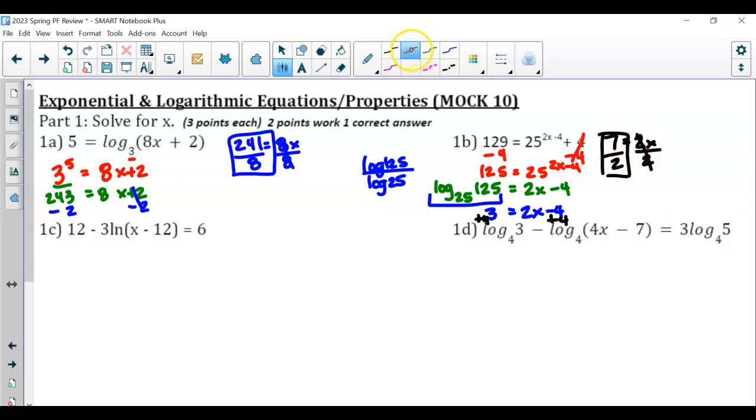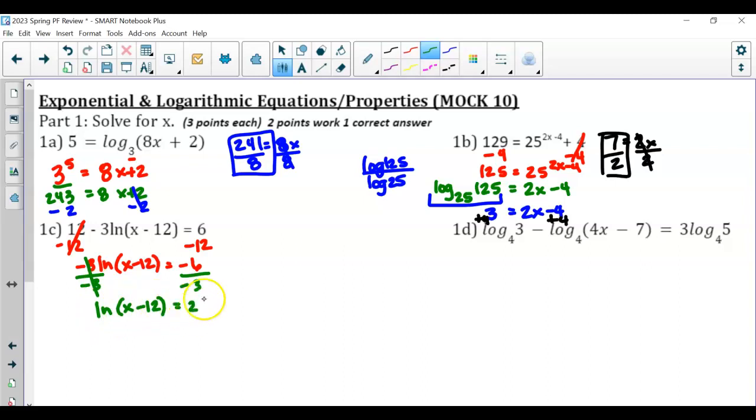So now in 1c, again, you have to get this natural log here by itself. So subtract 12 now from both sides. Here I've got negative 3, bring that sign, times the natural log of x minus 12, which is equal to negative 6. Now we can divide by negative 3, because that's what's being multiplied to the natural log here. So now I've got the natural log of x minus 12, which is now equal to 2.